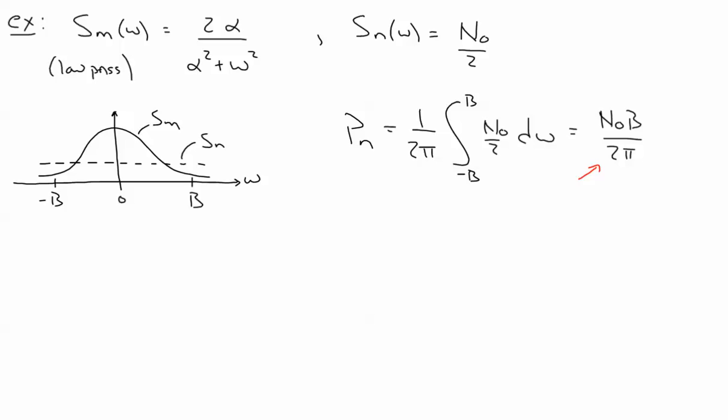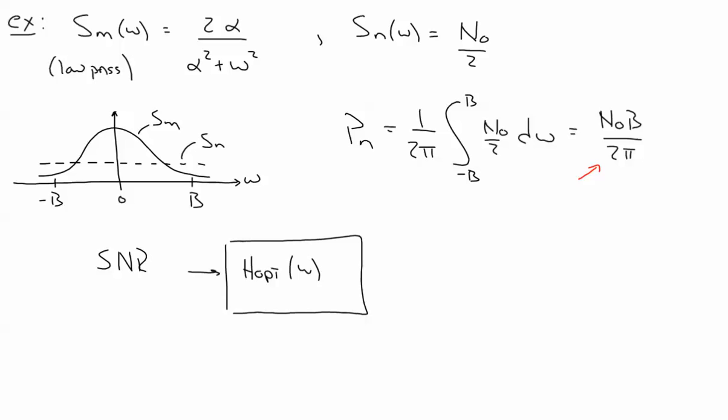All right, so let's take a look at the input signal to noise ratio, or the prior to filtering. So I'm going to have, this is my optimum filter, and this will be the input side. This will have a signal to noise ratio at the input, and we'll have a signal to noise ratio at the output. All right, let's look at the input signal to noise ratio.